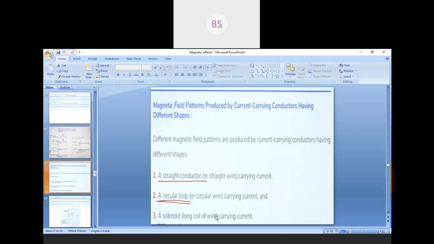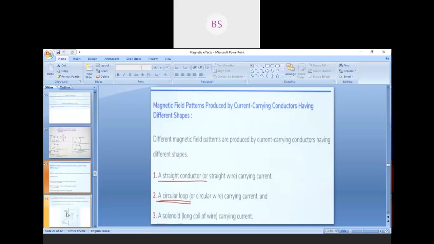Children, the straight conductor and circular loop are in your portion, and the third one, the solenoid, they have deleted for this year. As in the previous class, that file they have sent, this third one is deleted, but even so I will explain it in short. The first and second are important from your exam point of view. The first one is a straight conductor or straight wire carrying current. How the pattern looks, we will study today.